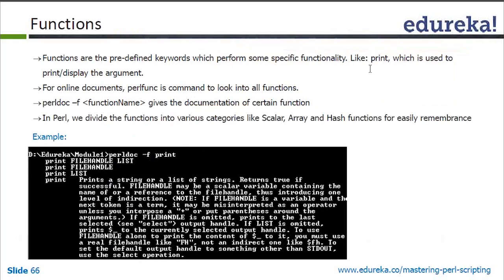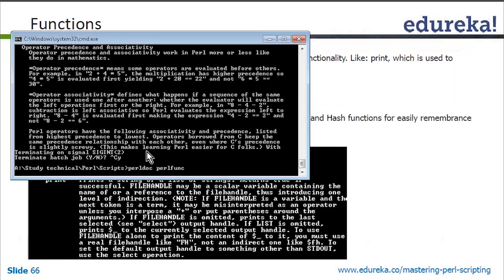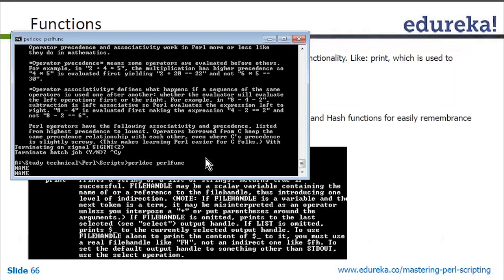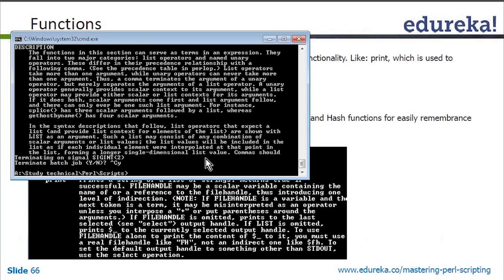For online documents, perldoc is the command to look into functions. So if you want to look for Perl functions, just do perldoc perlfunc. It will give you the list of functions in Perl. You can just scroll down and see all the values.